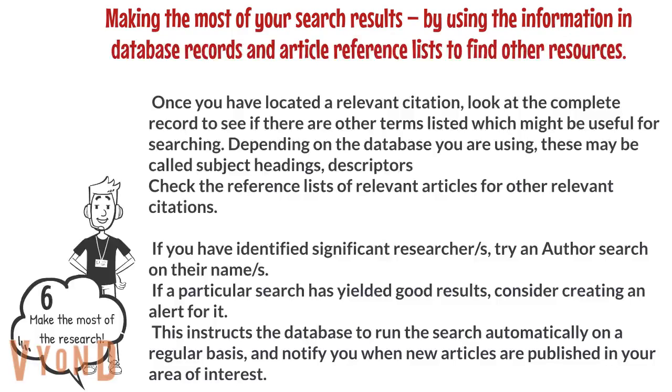Check the reference lists of relevant articles for other relevant citations. If you have identified significant researchers, try an author search on their names. If a particular search has yielded good results, consider creating an alert for it. This instructs the database to run the search automatically on a regular basis, and it will notify you when new articles are published in your area of interest.